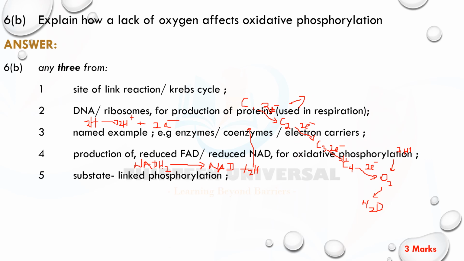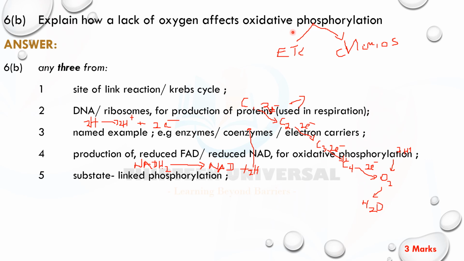Remember, oxidative phosphorylation is the electron transport chain together with chemiosmosis. The electron transport chain powers chemiosmosis. The energy released by the electrons is used to set up the proton gradient. So that's chemiosmosis. If oxygen is not there, there is no final electron acceptor, so no electron transport chain occurs.